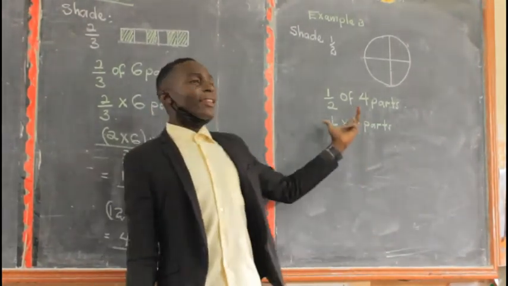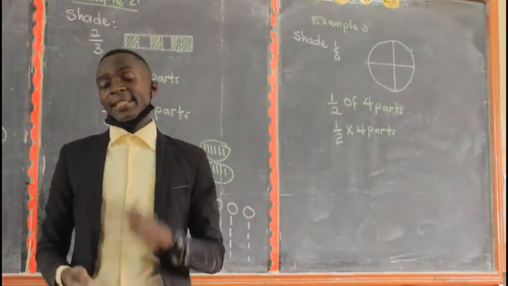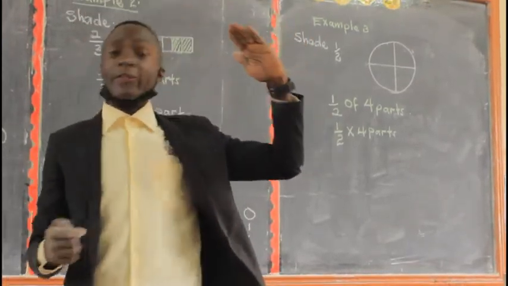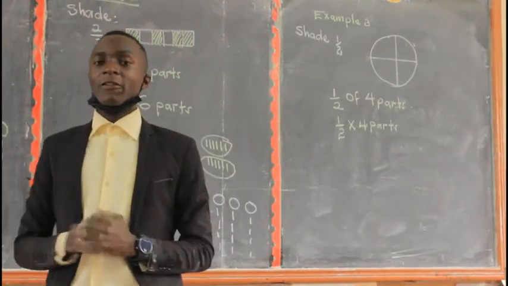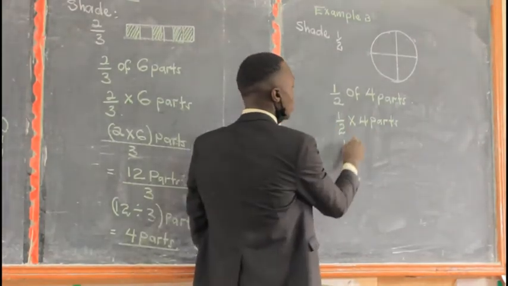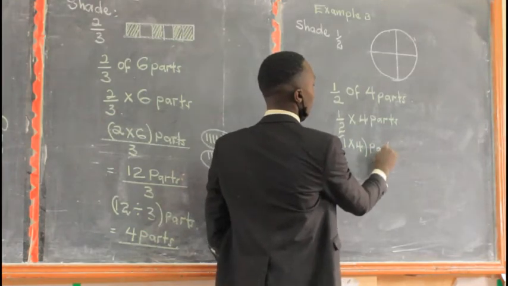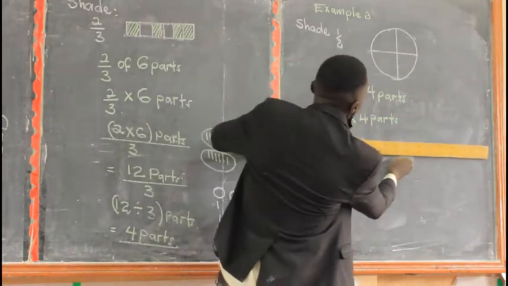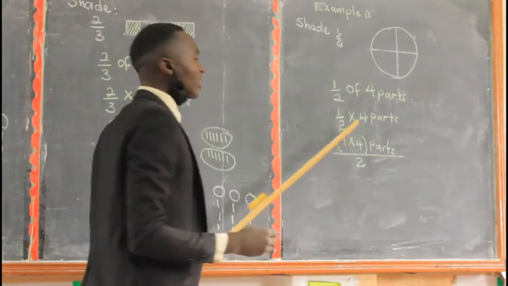Remember, you multiply the numerators only and leave the denominator down. I told you that the numerator is the upper part of the fraction, and the denominator is the lower part of the fraction. So we multiply 1 times 4. Remember, these are parts. Out of, remember there is our 2 down. Out of 2. 1 times 4.